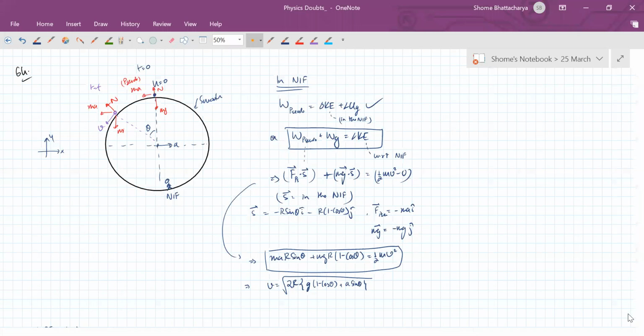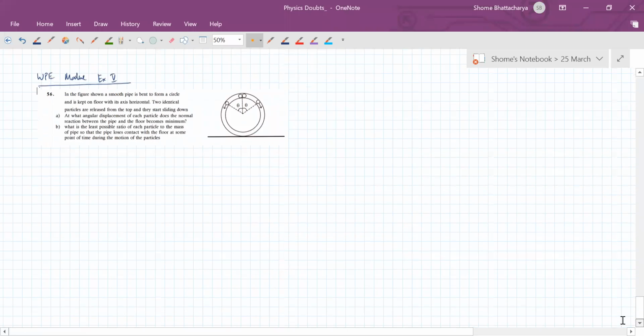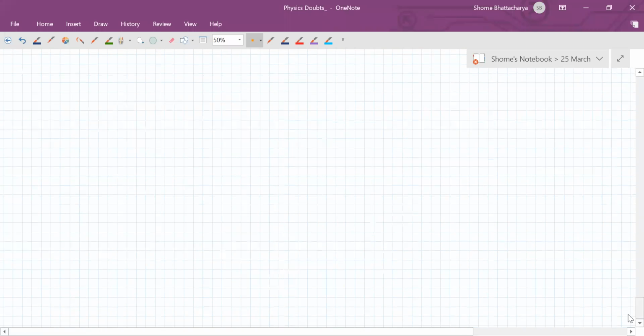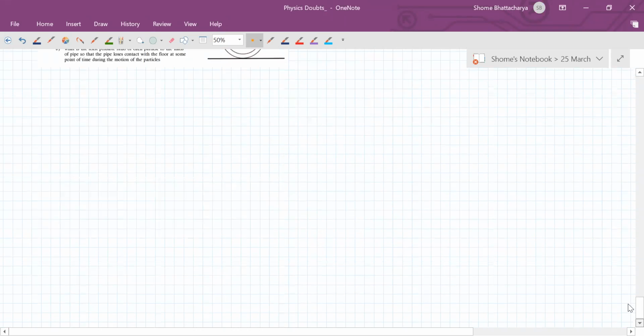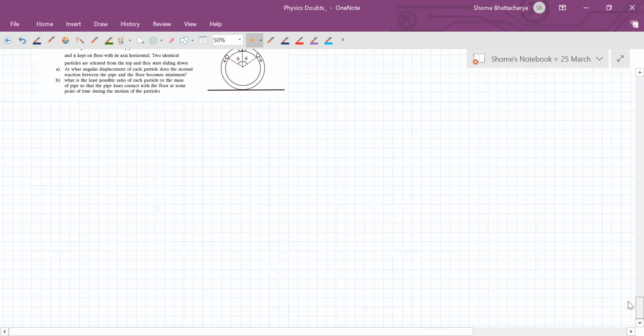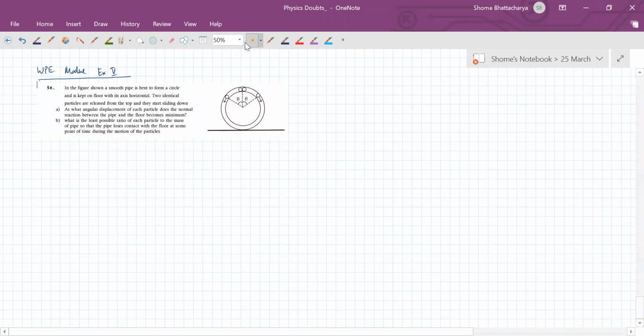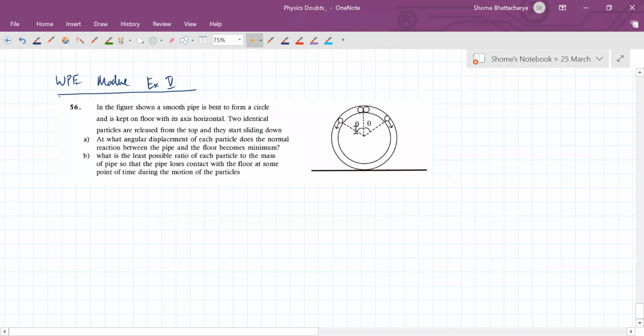Let's come to this module question now. What is interesting in this question is that when the two spheres initially start their motion, they are in contact with the inner surface of the pipe.